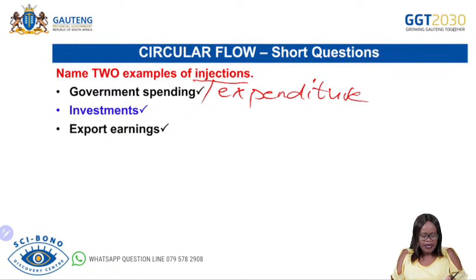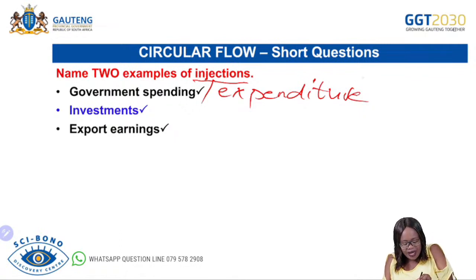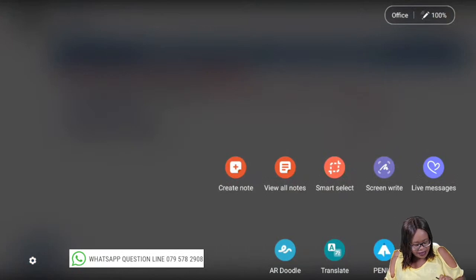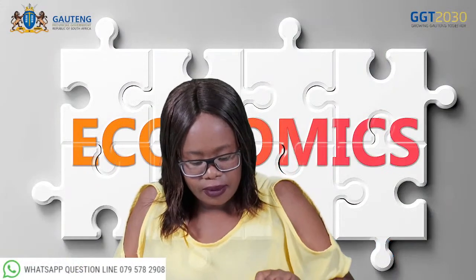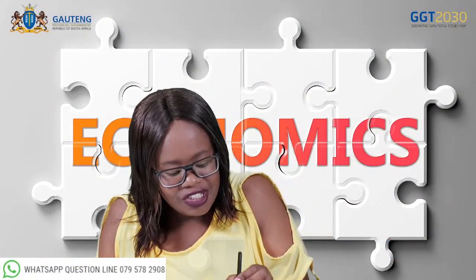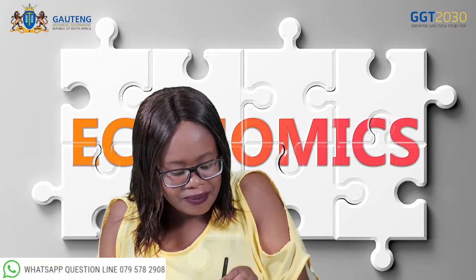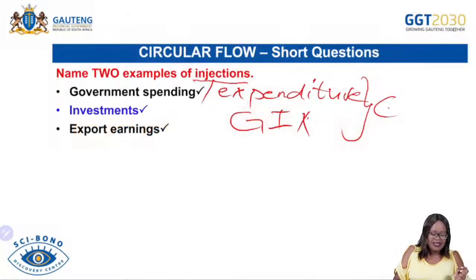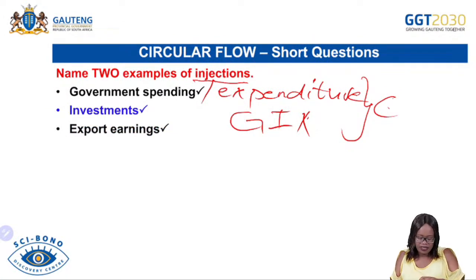Now, good people, usually when I teach my learners, I would refer to the injections and try and give them a mnemonic. I call this mnemonic GIX, right? We usually call it the gigs. That is how we refer to our injections. Right, now moving on to the next question.